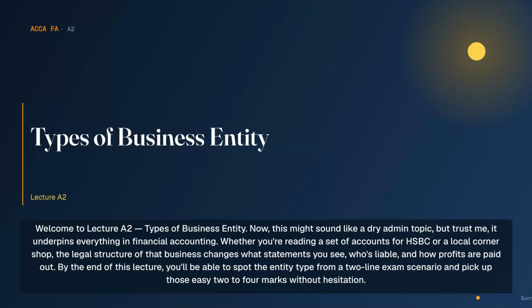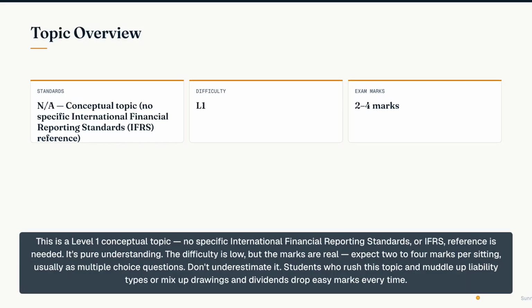By the end of this lecture, you'll be able to spot the entity type from a two-line exam scenario and pick up those easy 2 to 4 marks without hesitation. This is a Level 1 conceptual topic, no specific International Financial Reporting Standards, or IFRS, reference is needed. It's pure understanding. The difficulty is low, but the marks are real. Expect 2 to 4 marks per sitting, usually as multiple choice questions.